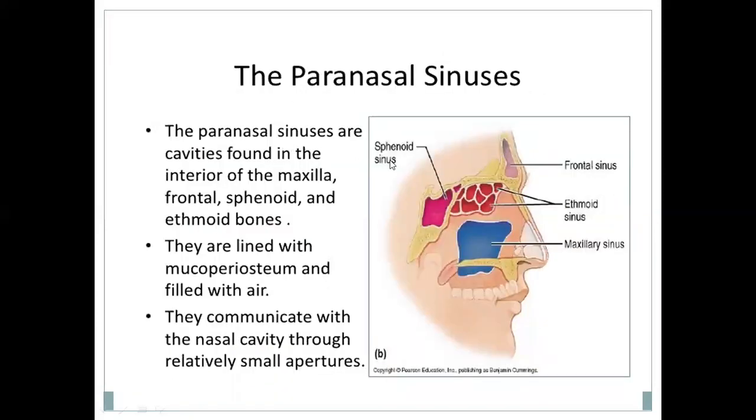So the paranasal sinuses are the cavities found in the interior of the skull bones. This is the maxillary body, and these are the frontal and sphenoidal sinuses. These sinuses are covered by the mucoperiosteum. This is the frontal sinus, these are the ethmoidal air sinuses, this is a sphenoidal sinus, and these are the maxillary sinuses.